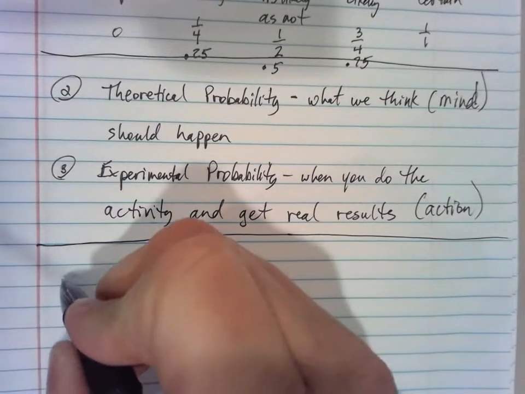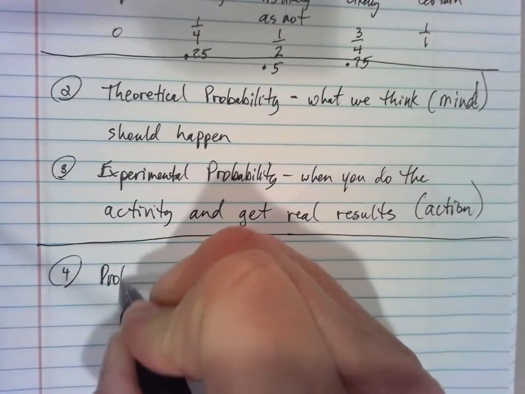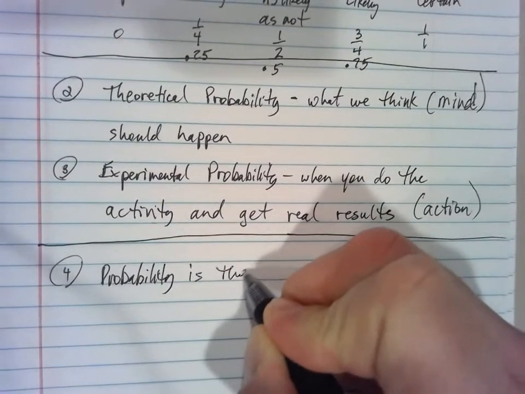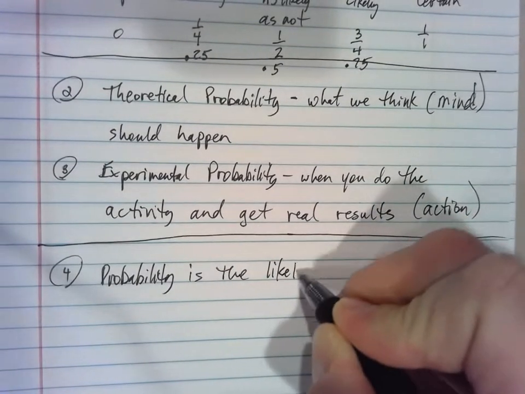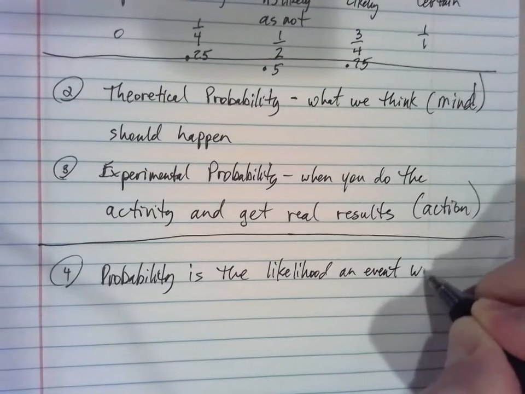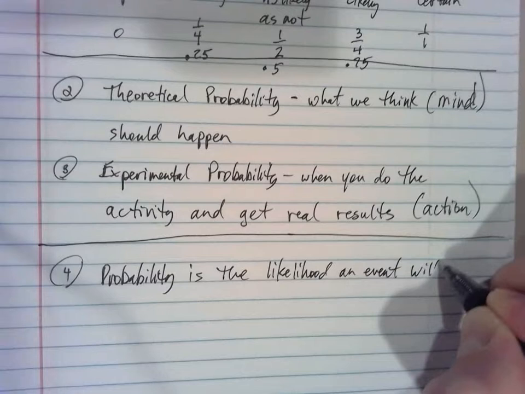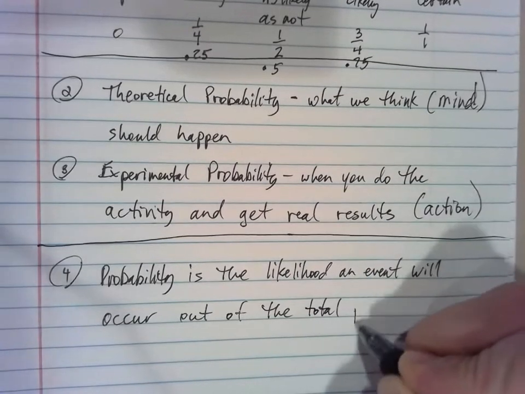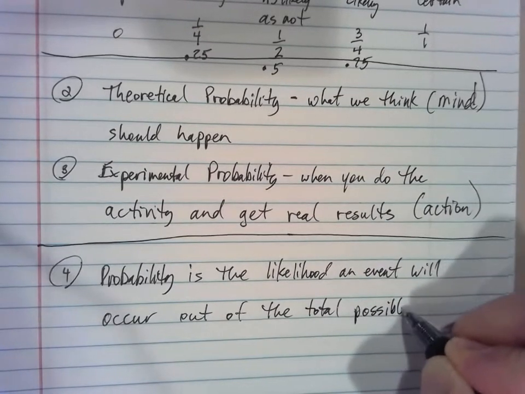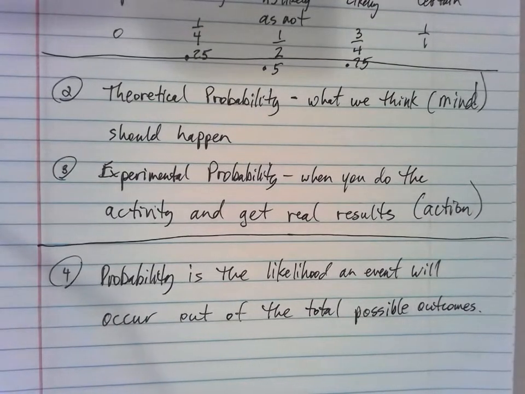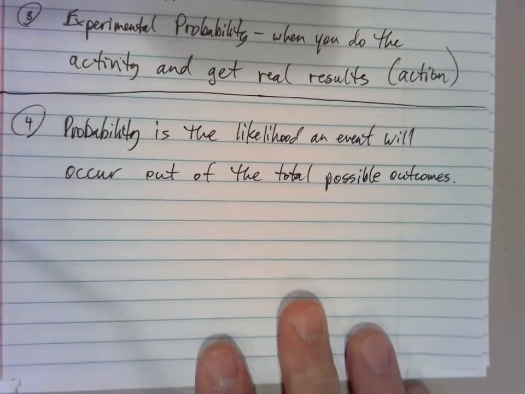So probability is the likelihood an event will occur out of the total possible outcomes. Okay, so we're going to be writing these as a fraction. That's the likelihood an event will occur out of the total possible outcomes.